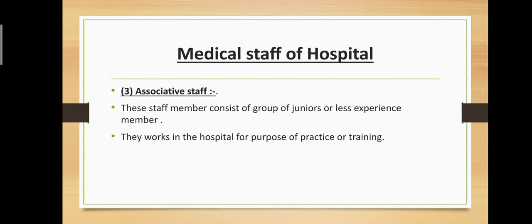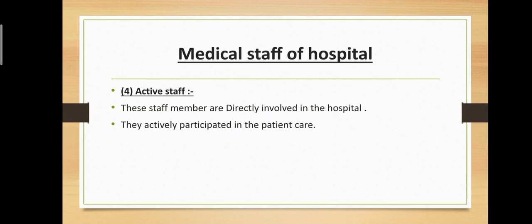Third one, associate staff. This staff consists of a group of juniors or less experienced members. They work in the hospital for the purpose of practice or training. Fourth, active staff. These staff members are directly involved in the hospital. They actively participate in patient care.